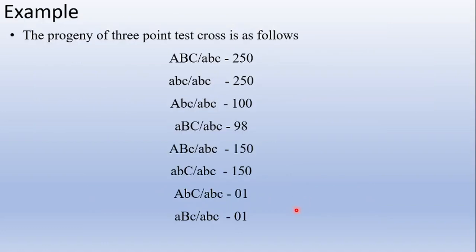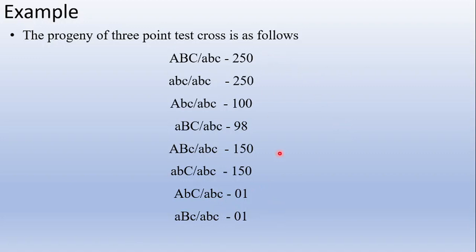Coming to an example by which we can clearly understand the construction of chromosome mapping between ABC genes. Consider this example. In this you can see the presence of one particular combination, that is the parental combination, is very high, and one combination is very less, that is double crossing over. Why? Because these three genes are linked, no doubt.